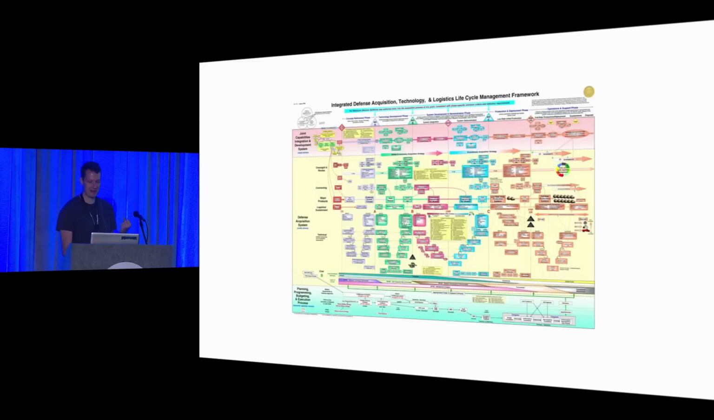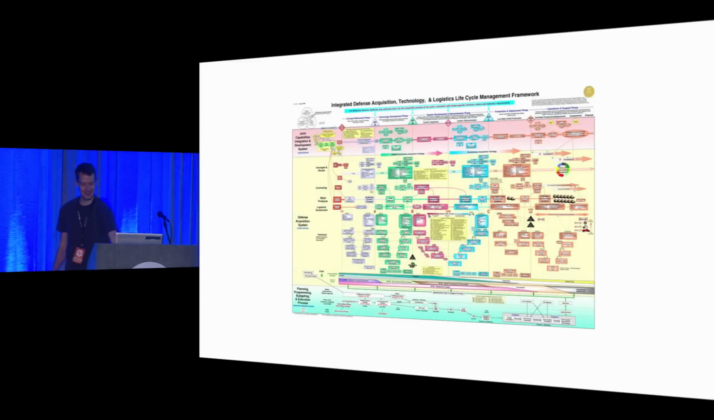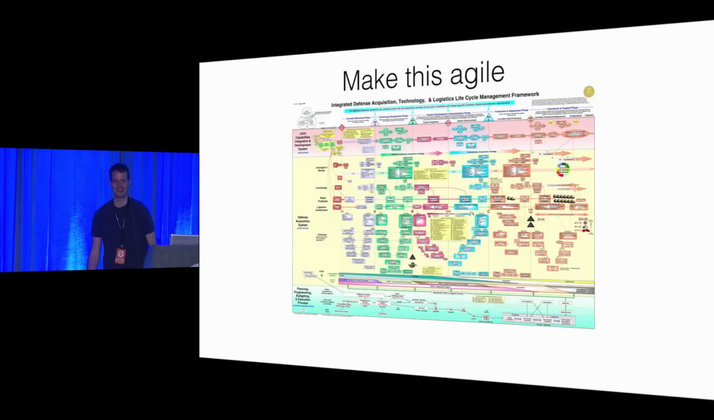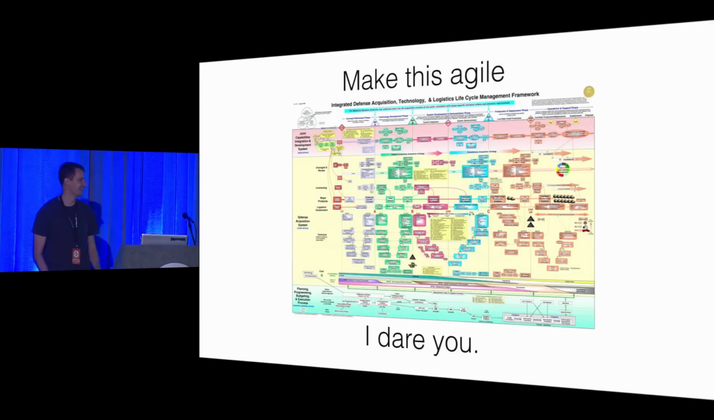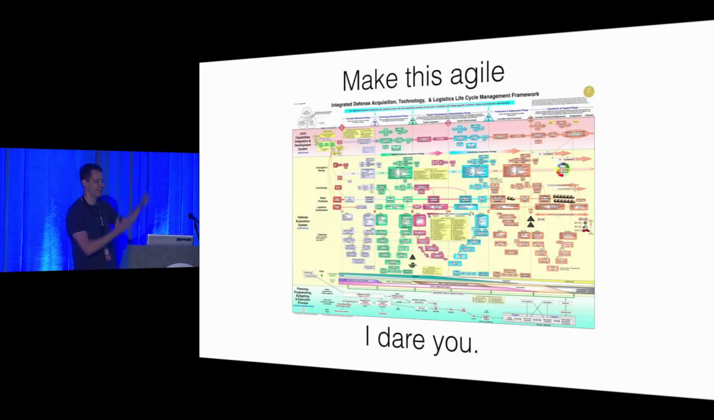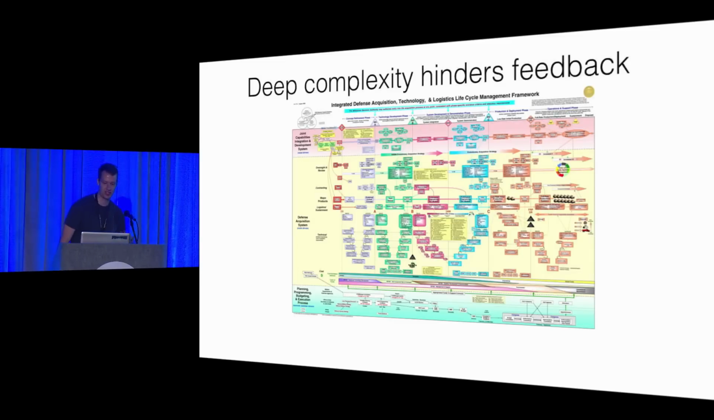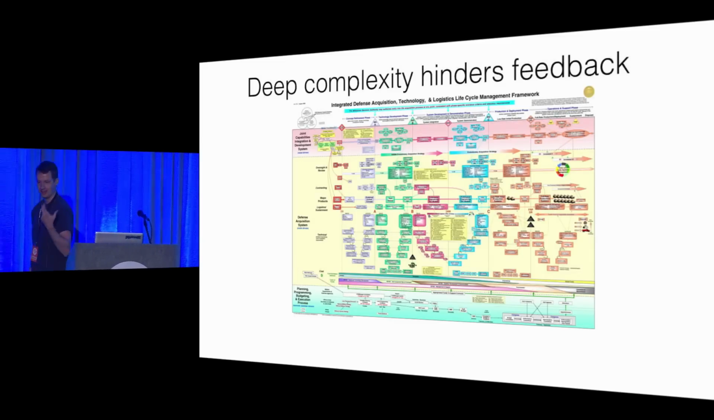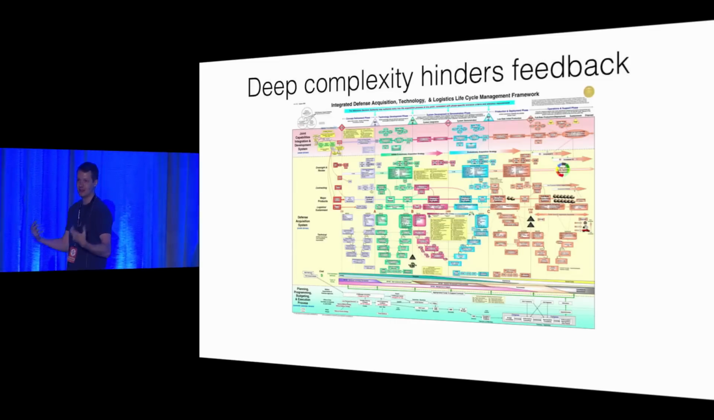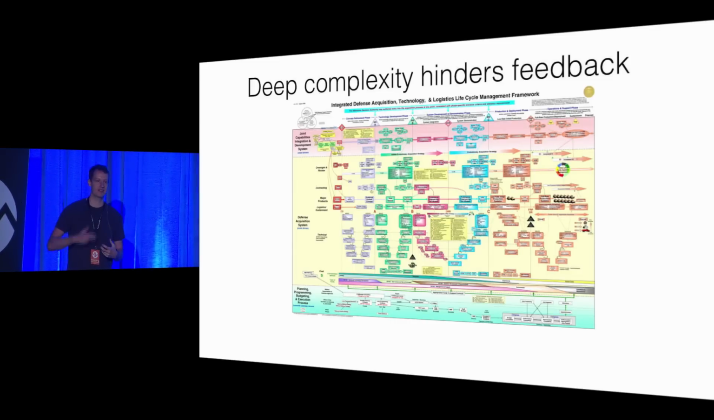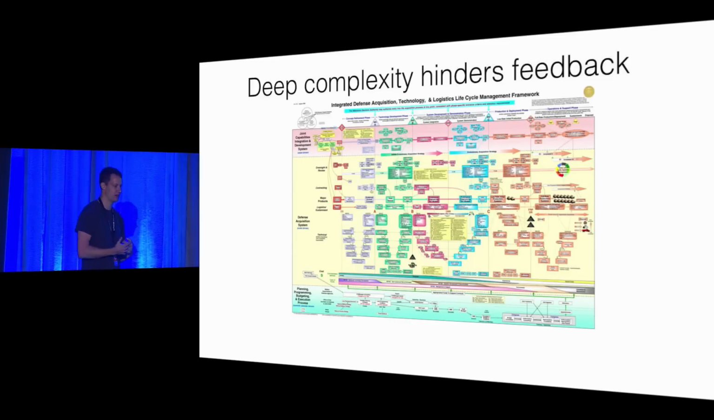So it's great, but then we see this, right? And it's like, make this agile. I mean, how do we approach this? I dare you. How do you take this and apply an agile process? And I think that so much of the challenge here is that deep complexity in the system hinders that self-correcting feedback loop that helps us improve our code.